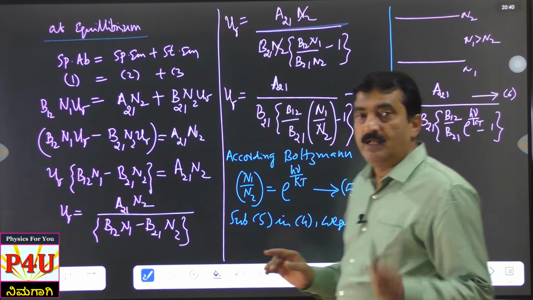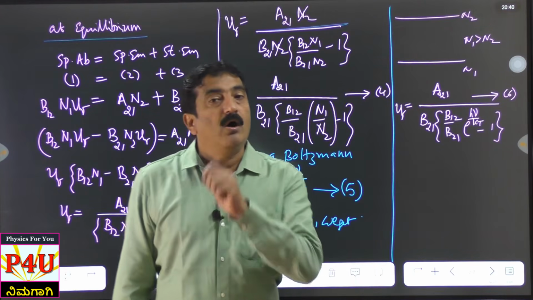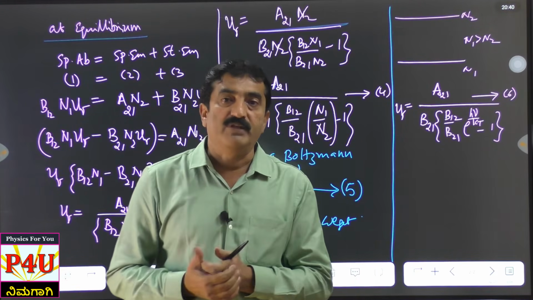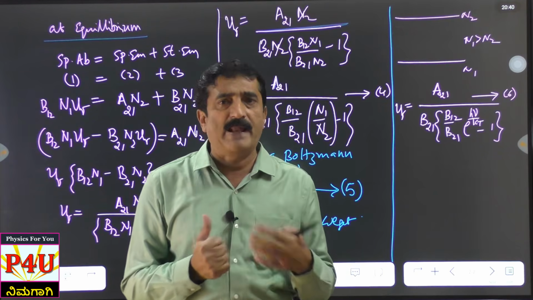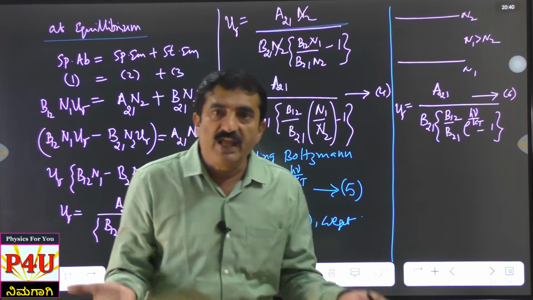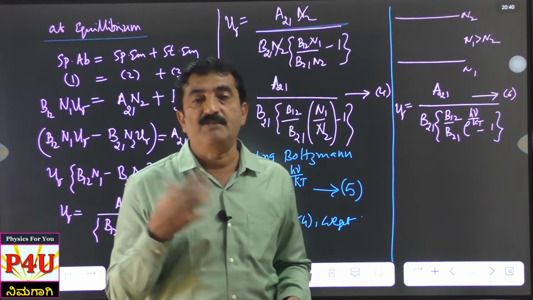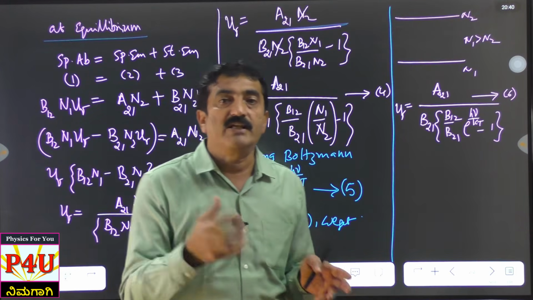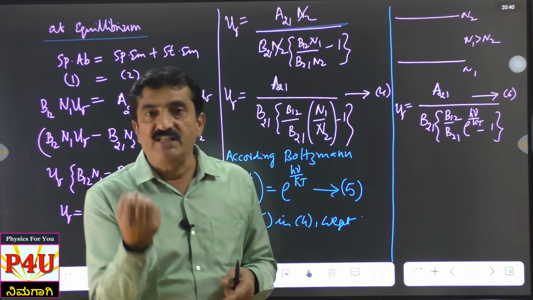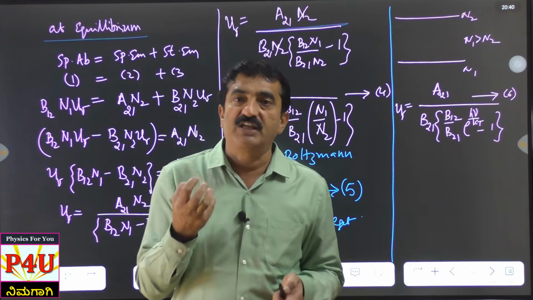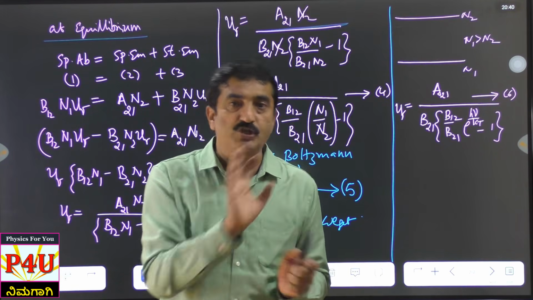Now I am here. Dear students, follow carefully. You all have heard of Planck's quantum theory of radiation. Max Planck, what does he say? When a body emits, energy is emitted in the form of discrete packets. Each packet of energy is called a quantum of energy, and each packet of energy has E equal to h nu.